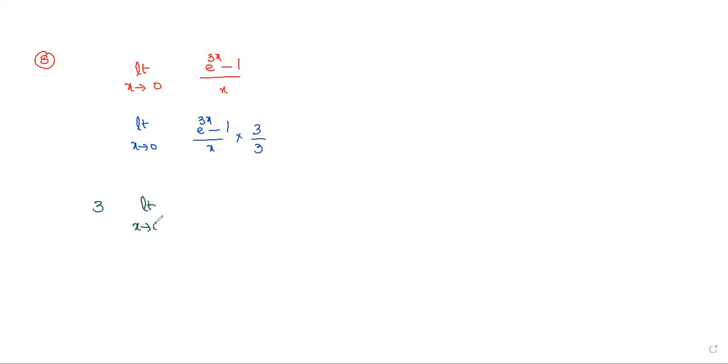Limit x tends to 0, e power 3x minus 1 by 3x. What does the formula represent? Limit x tends to 0, e power ax minus 1 by ax, that is the value 1. So this is 3 into 1, that is the value 3. Okay, write down.